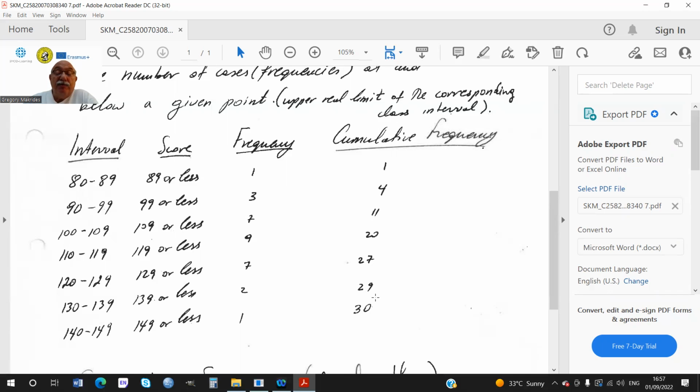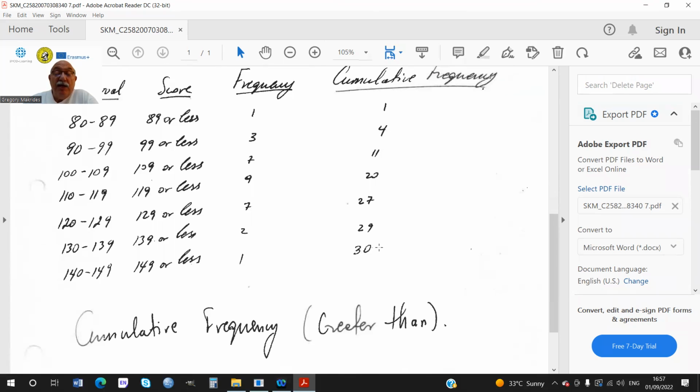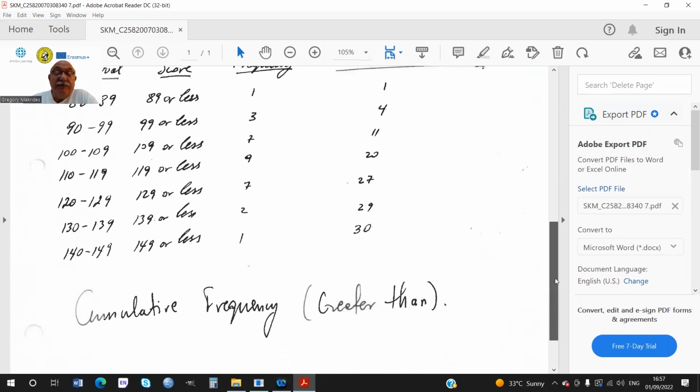In the same logic, we find the remaining cumulative frequencies. I'm sure you understand this. And remember, the last number has to be the total, the sum of the frequencies, always. Otherwise, you missed something or you made some mistake.